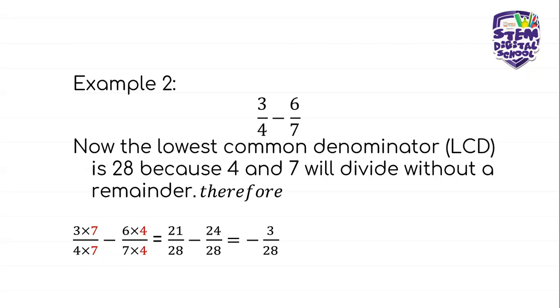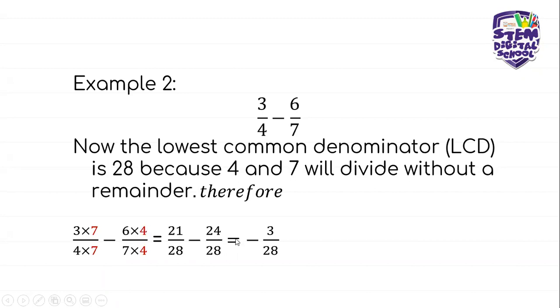So we have to now check that in order to get 28, you multiply 4 by 7. But remember that whatever you do to the denominator should be done to the numerator as well. So you've got 4 times 7 and then 3 times 7 there. Minus 6 times 4 over 7 times 4. So that is what you need to do, to multiply the denominators. And then, of course, 3 times 7 is 21, and 4 times 7 is 28.